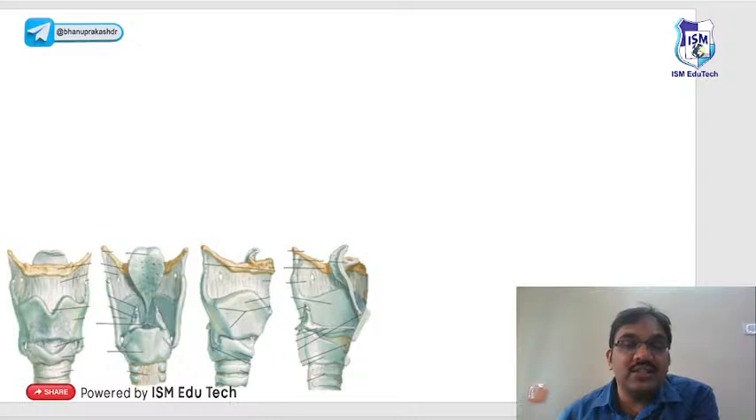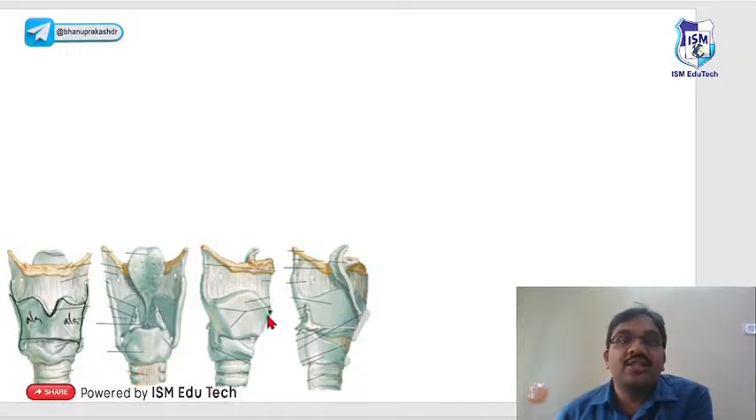Once again, a quick revision. This is the thyroid cartilage. Hope everyone is able to see here. These are the two anterior alae of the thyroid cartilage. This is the notch, the Adam's apple, which is very prominent anteriorly. It forms a 90 degree angle in males and 120 degrees in females. That's why in males it projects prominently outward toward the anterior neck, whereas in females it is less prominent.